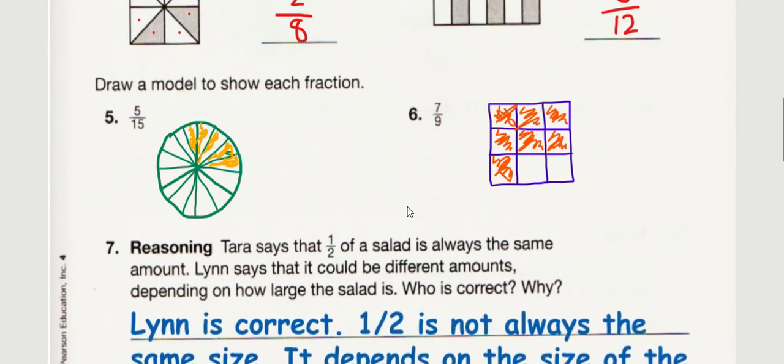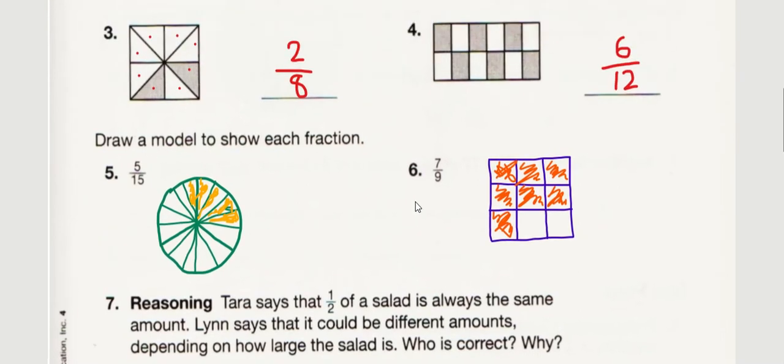Okay, now we have this question. It's a reasoning question. It says, Tara says that half of a salad is always the same amount, while Len says that it could be different amounts depending on how large the salad is. Who is correct and why?